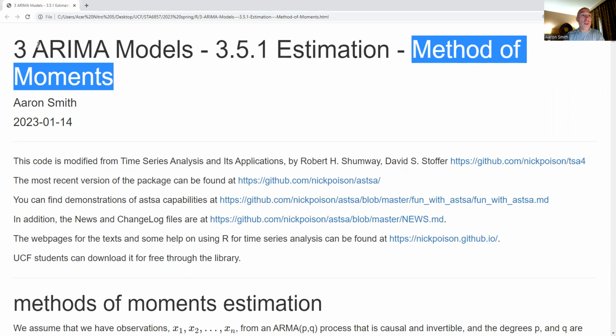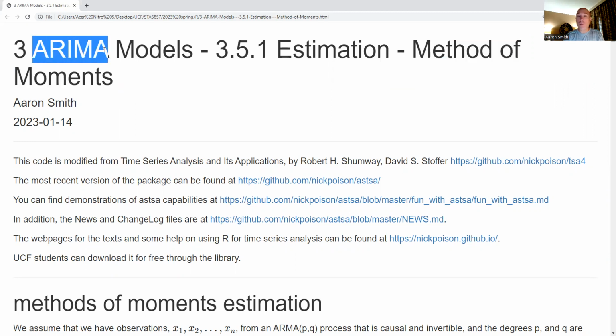Now, think about an autoregressive moving average model. I'm going to have several coefficients to think about. I'm going to have the autoregressive coefficients. I'll also have the moving average coefficients to estimate. We want to figure these out.